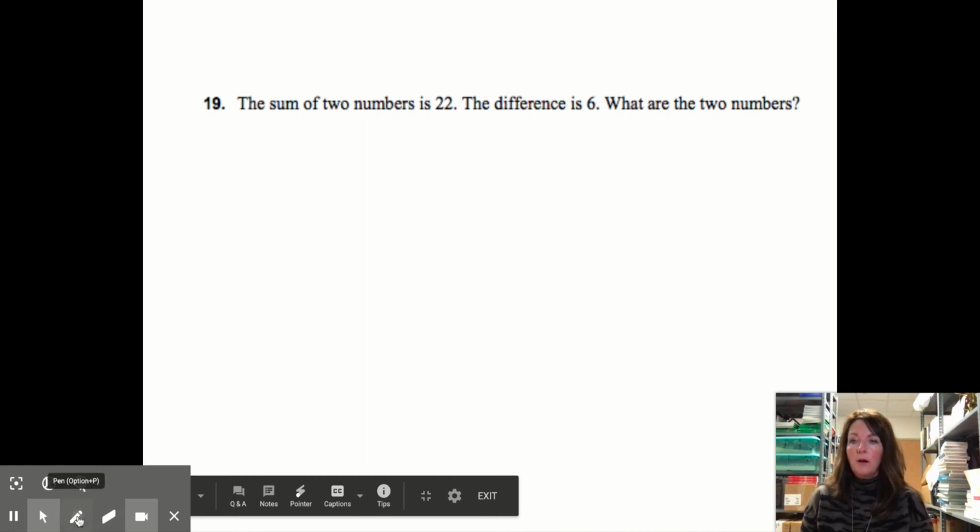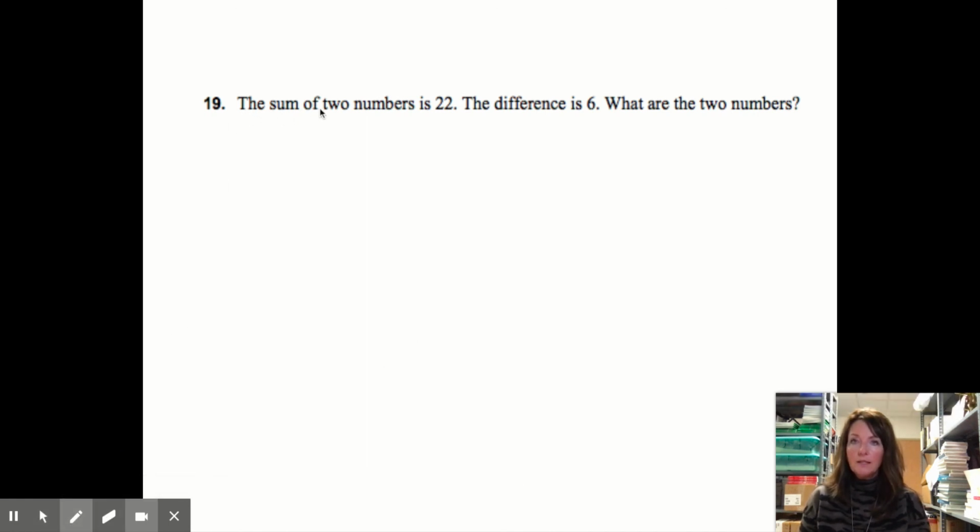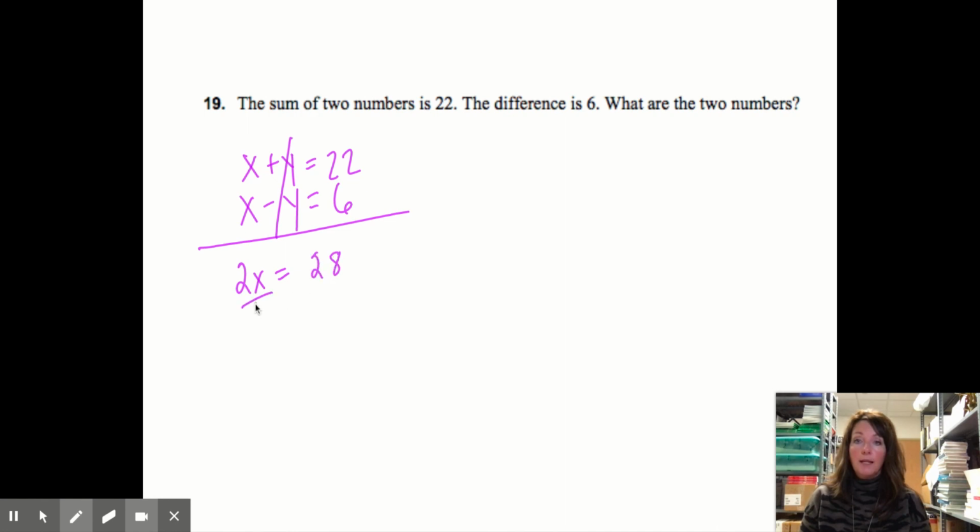All right, and we'll have another word problem. The sum of two numbers is 22. The difference, okay, so the two numbers are obviously going to be x and y. So if I add them together, I get 22. Let's subtract in the same order. I'm going to get 6. So now we can use elimination and my y's cancel out. So I'll have 2x is equal to, and then I add these together to get 28 and divide by 2, and I get x is equal to 14.